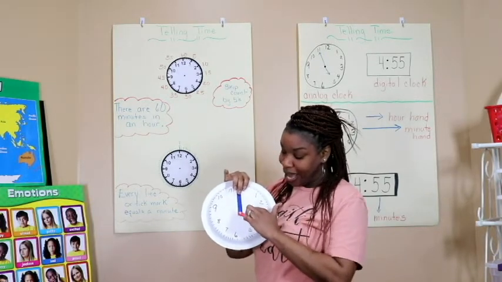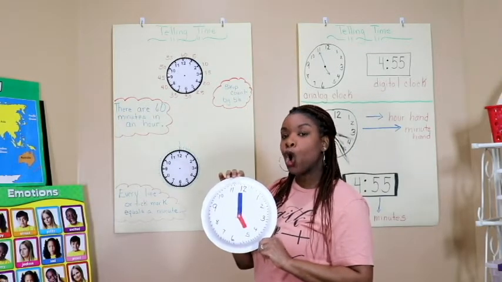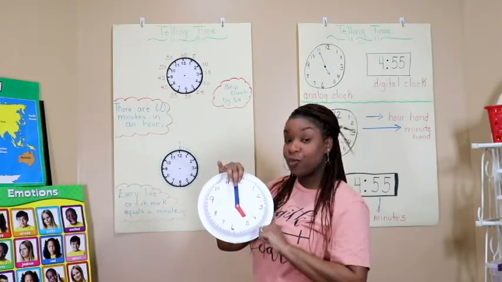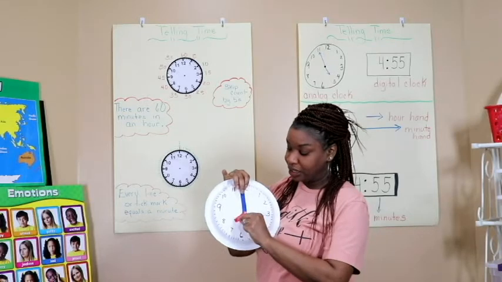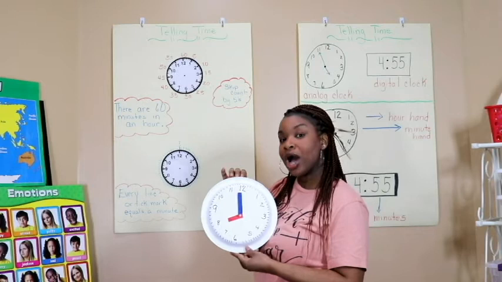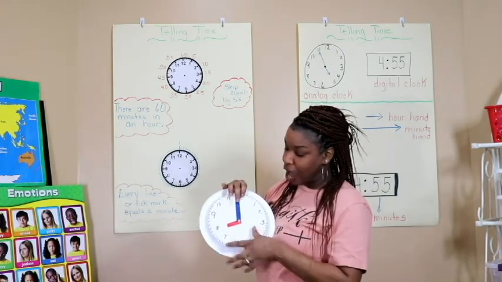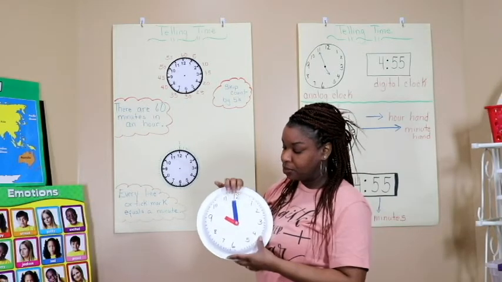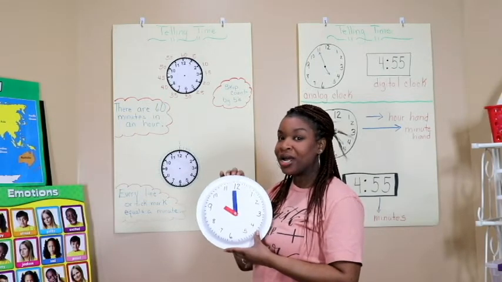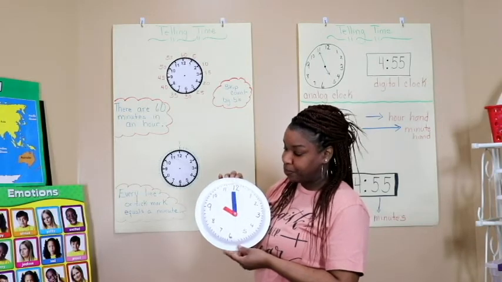And I am going to move my hour hand to 5. So now it is 5 o'clock. I'm going to move my hour hand again. We're going to do 8 this time. Now it is 8 o'clock. Let's try one more. I'm going to move my hour hand to 10. What time is it? 10 o'clock. Yes.